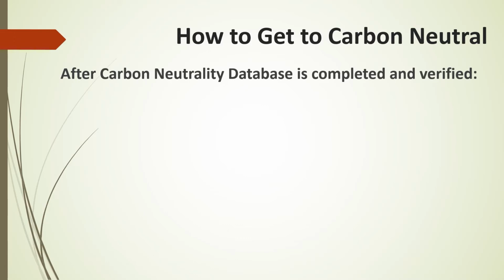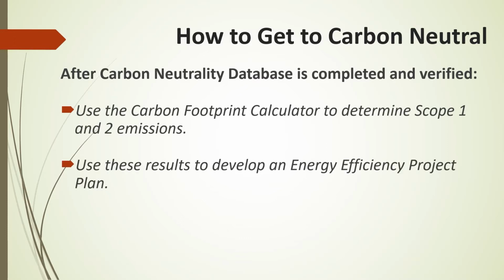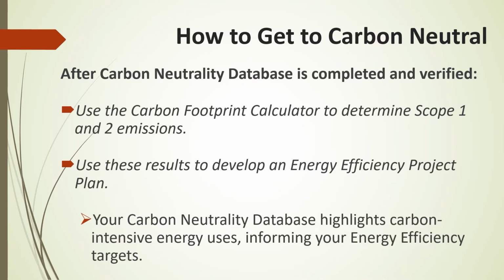After the carbon neutrality database is completed and verified, we use the carbon footprint calculator to determine scope 1 and 2 emissions, and we use these results to develop an energy efficiency project plan. Your carbon neutrality database highlights carbon-intensive energy uses. This informs your energy efficiency targets. If you don't know where your biggest usages are, you can't put together an effective energy efficiency plan.